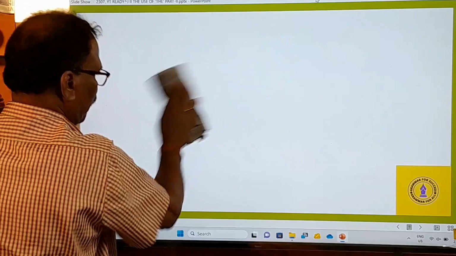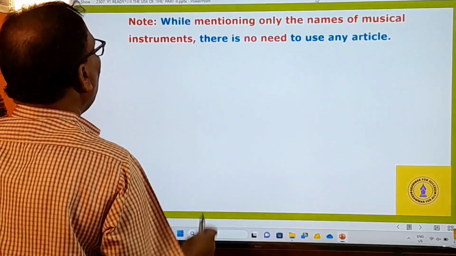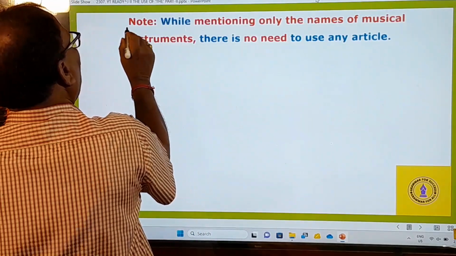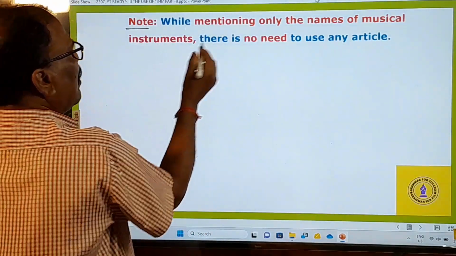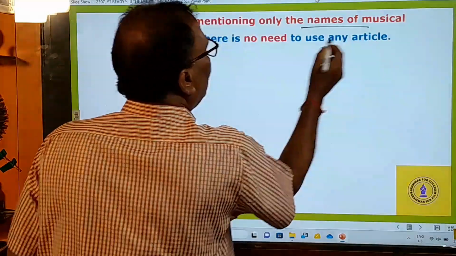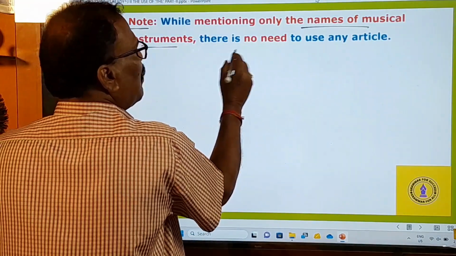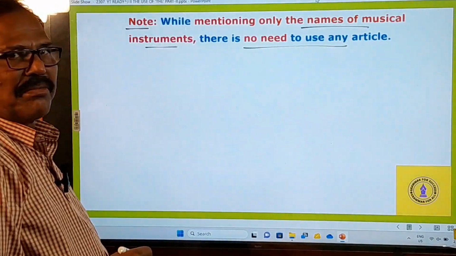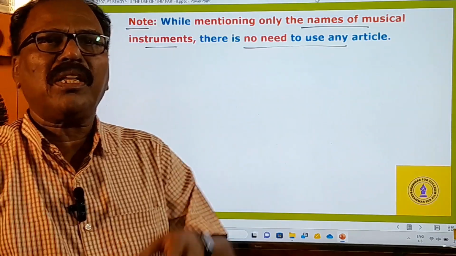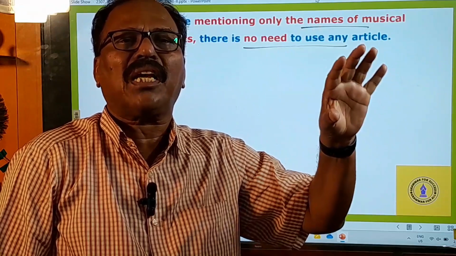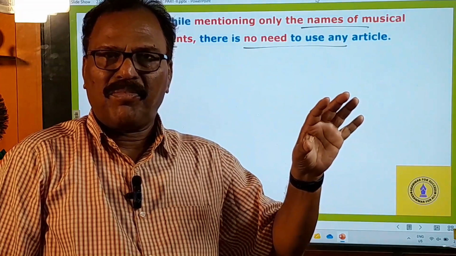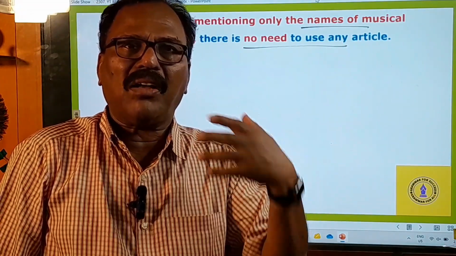Next rule. What is the next rule? Here one note is given before we go to the next rule. What is that? While mentioning only the names of musical instruments, there is no need to use any article. Suppose you are mentioning only the names of musical instruments, no need to use any article before them. Neither "a" nor "an" nor "the".